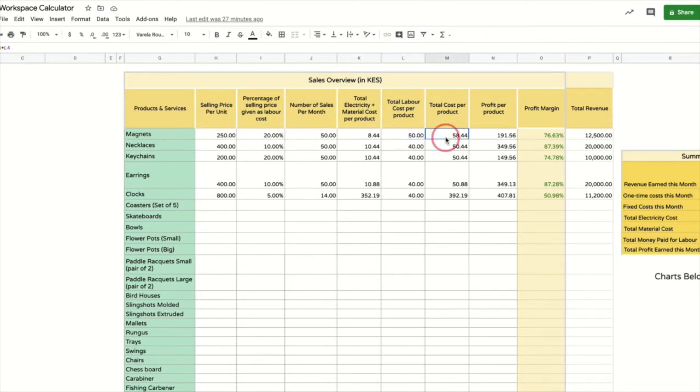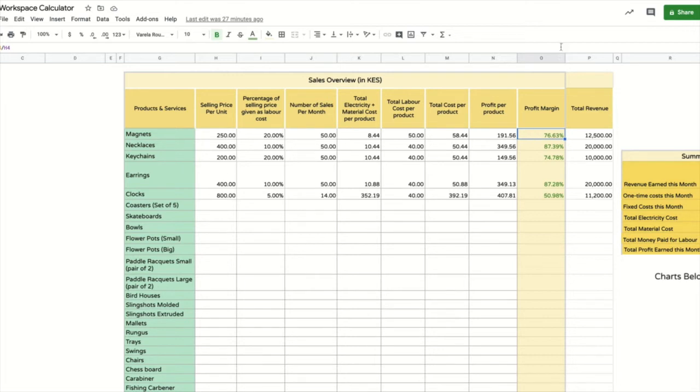And then we use the total cost per product, which is going to be the electricity plus material plus labor cost. So this is how much it costs us to make a magnet. Profit is going to be how much we sell the magnet for minus the cost for producing the magnet. And so the profit margin is just profit over revenue, which tells us of the amount by which our revenue from sales exceeds costs in a business.